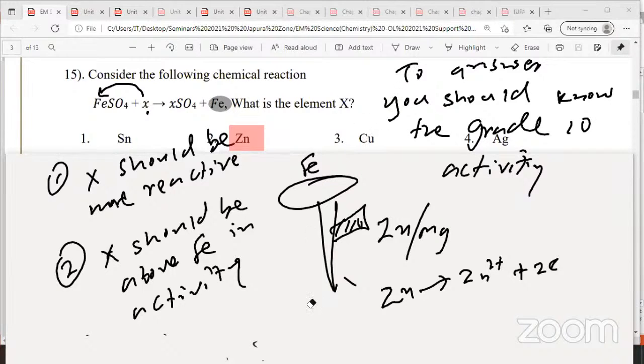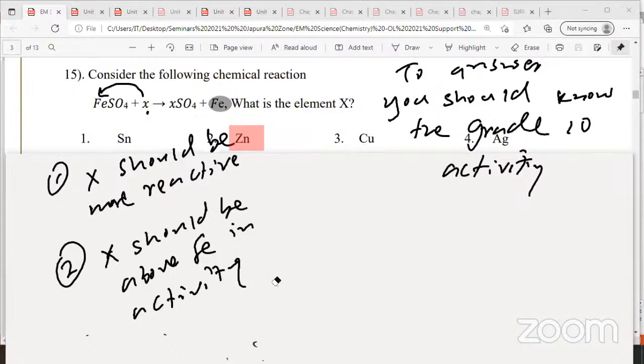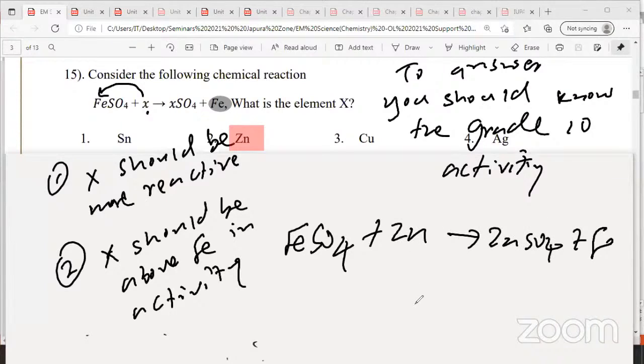Okay, I'll write this reaction. Let's try a real example now. When you add zinc into ferrous sulfate, FeSO4, zinc is more reactive, therefore it becomes zinc sulfate and iron gets displaced. But if you add silver, gold, platinum, copper, tin, can they displace iron? These are less reactive. Iron will say, I can't go because you all are weak, I will stay with sulfate. None of you can displace me because you are all less reactive, you are all below me.